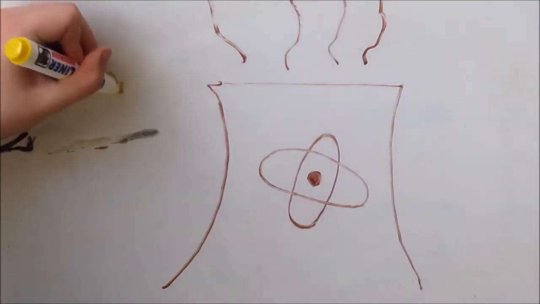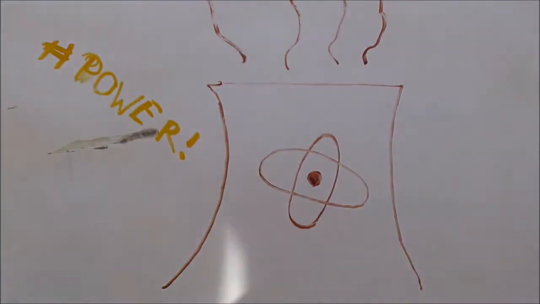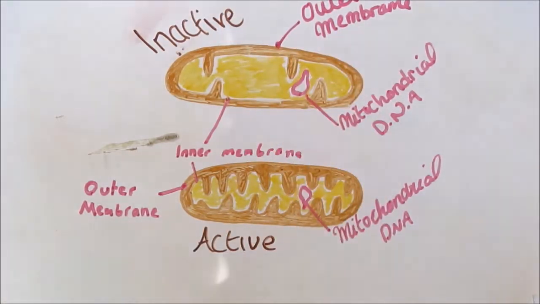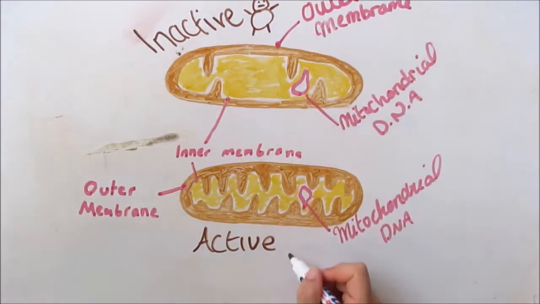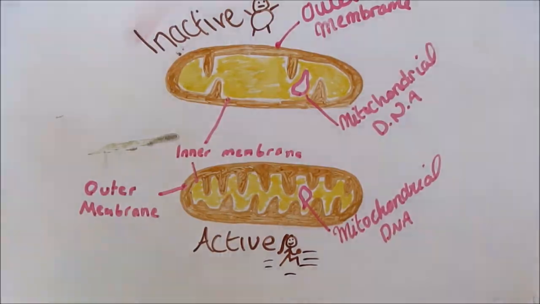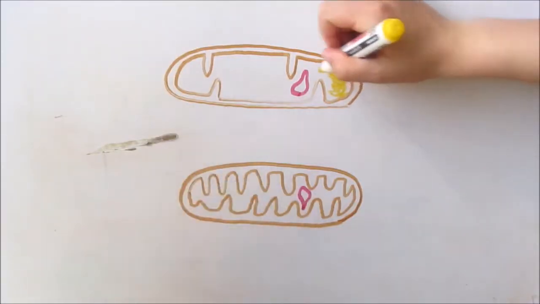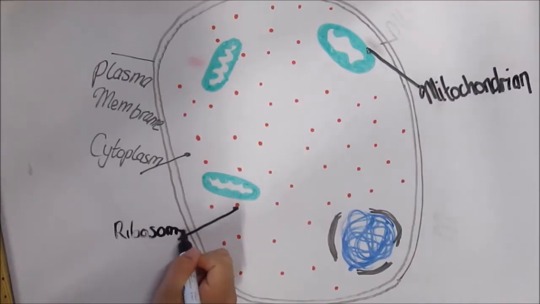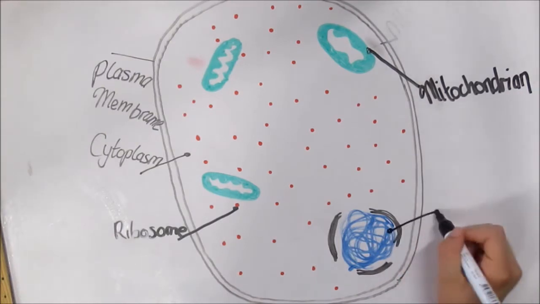The mitochondria are like the power plants of the cell because they provide energy to the cell. There are two types of mitochondria, inactive and active, and each little mitochondrion has its own loop of DNA. The ribosomes are like little jewelry beads. Their job is to make protein.